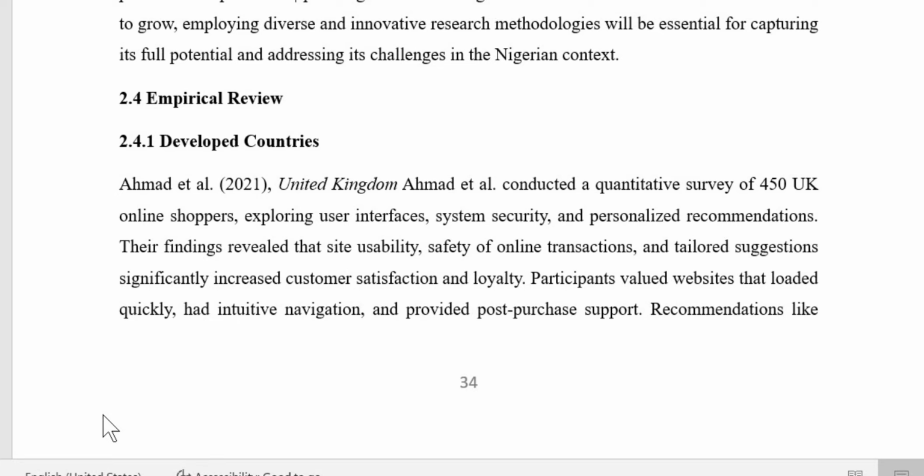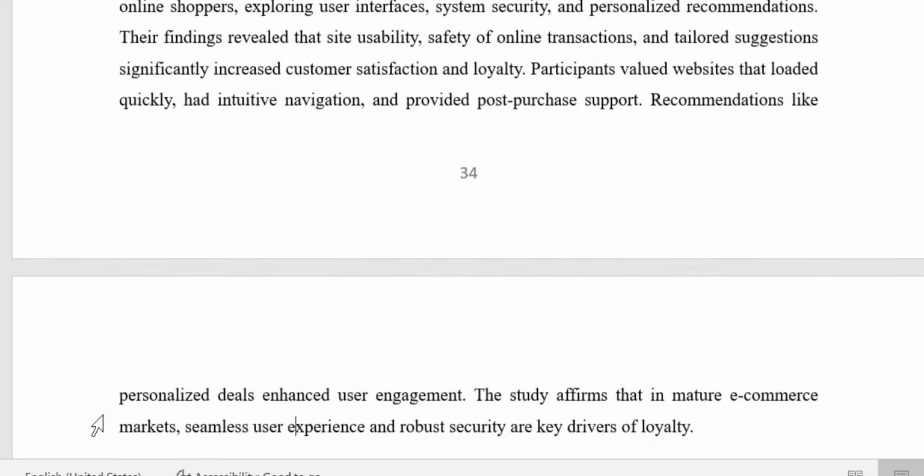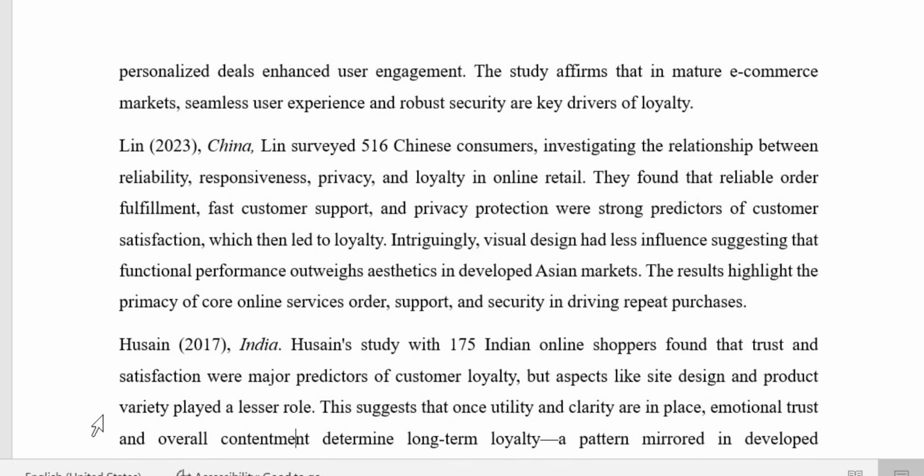Now let's look at, and don't forget that this research was carried out in a developed country, Lean in 2023, China. What is the survey? 516 Chinese consumers. That's why I said you will have to state your population, or even if you don't state the population, state the sample. State the sample, state the results, state the recommendation, state the method of analysis. You understand?